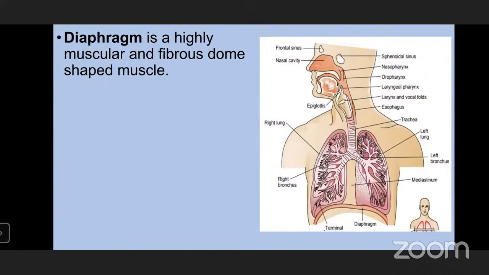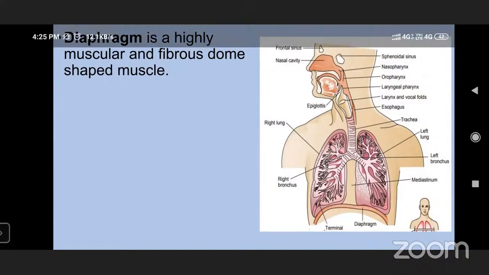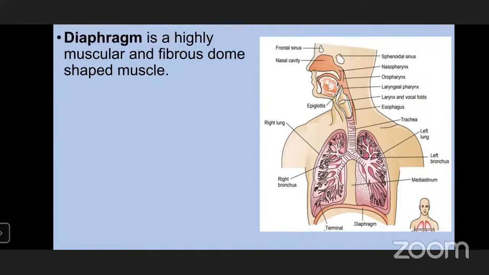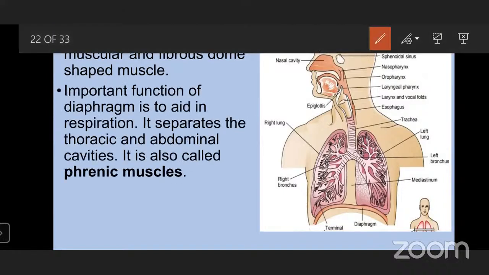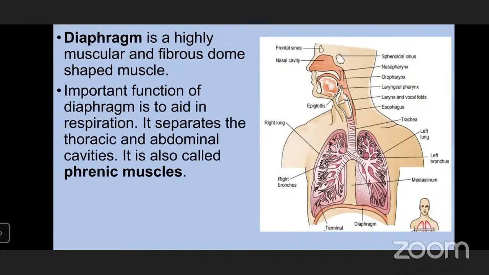It is a muscle actually, and just below the lungs it is present, and it separates the thoracic cavity from the abdominal cavity. This is the region which separates. This is the structure which separates the thoracic cavity from the abdominal cavity.